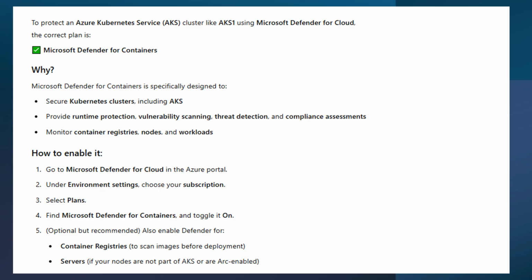The correct answer is Microsoft Defender for Containers. Microsoft Defender for Containers is especially designed to: A. Secure Kubernetes clusters, including AKS. B. Provide runtime protection, vulnerability scanning, threat detection, and compliance assessment. And C. Monitor container registries, nodes, and workloads. To enable it, you go to Microsoft Defender for Cloud in the Azure portal. Under Environment Settings, choose your subscription, select Plans, and for Microsoft Defender for Containers, you just basically toggle it on.